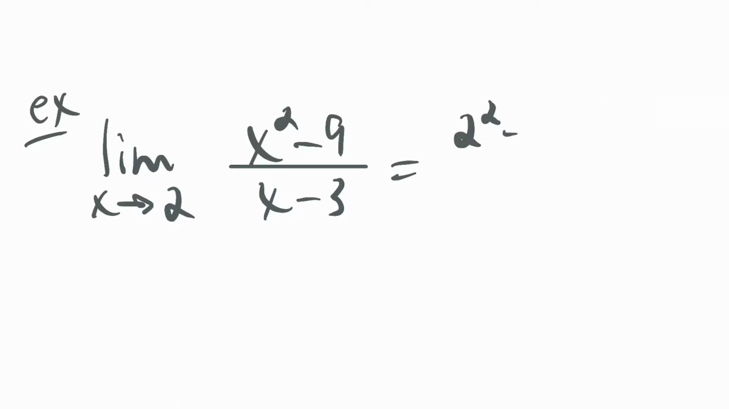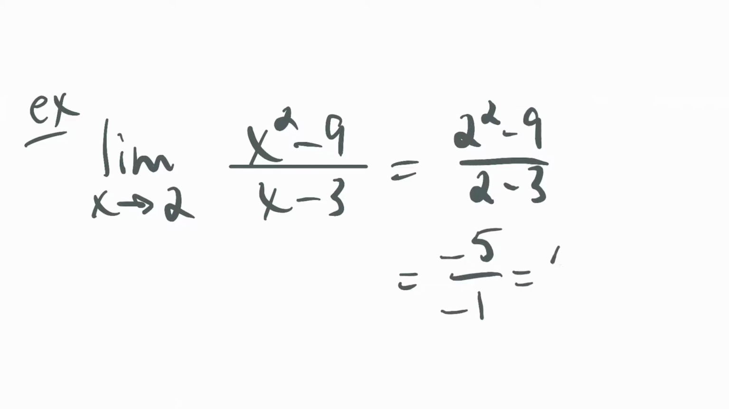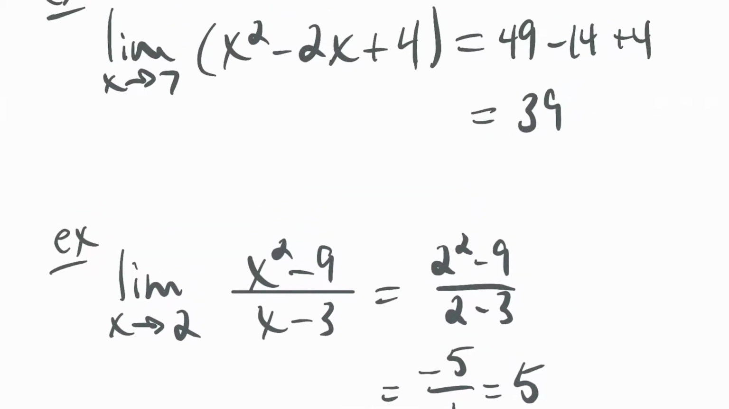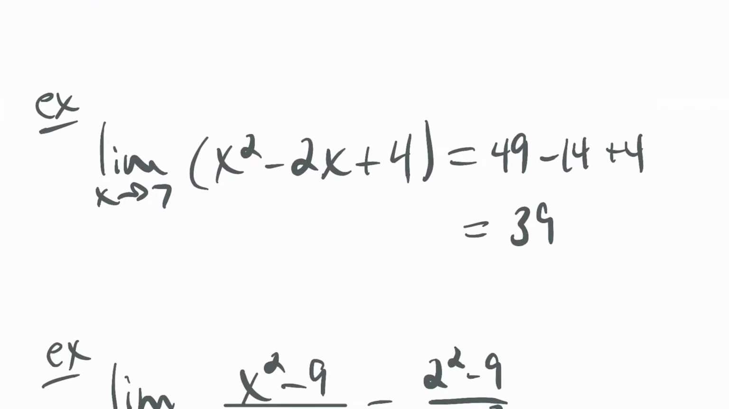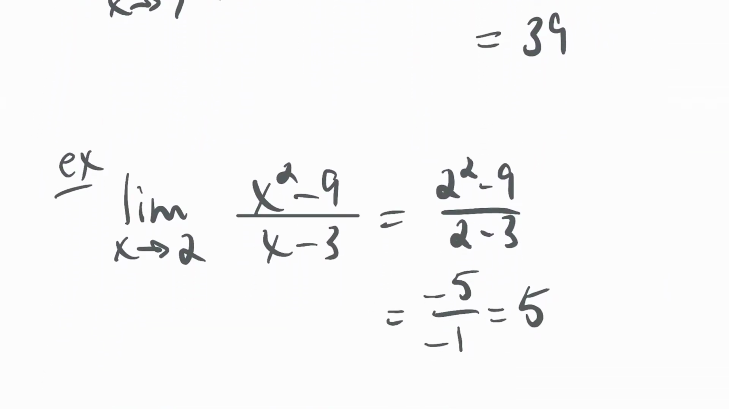2 squared minus 9 over 2 minus 3. So I get, what is that, -5 over -1? I get 5. And we're done. I don't have to do anything else. No cancellation needed. So whenever you have a linear function, a quadratic function, a rational function, as long as there's no domain problems, you just plug it in.